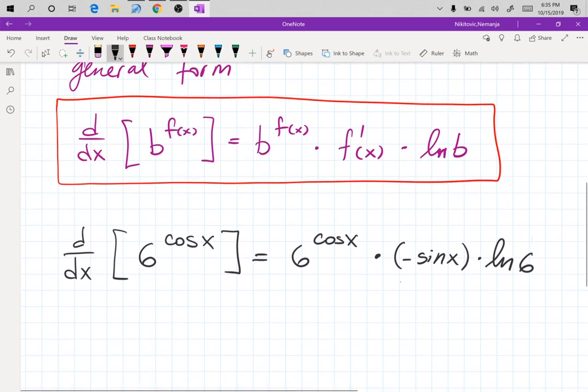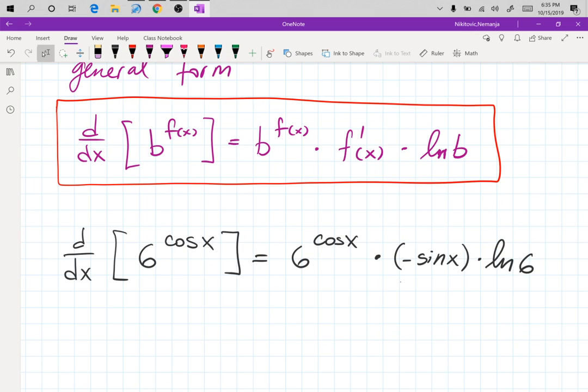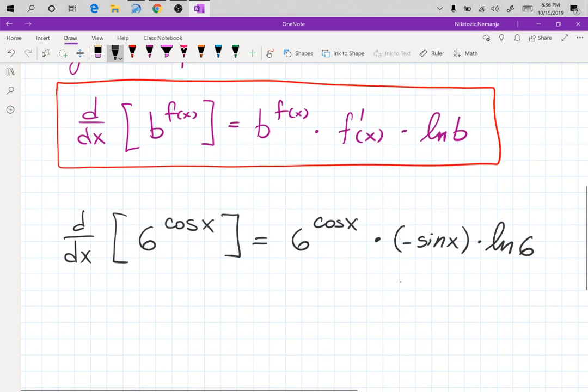Why is it times ln 6? I thought anything with ln was like a fraction. Should that be 1 over? No, that's in the answer, not in the... We're not taking the derivative. Now we're going to do the logarithmic. Right?